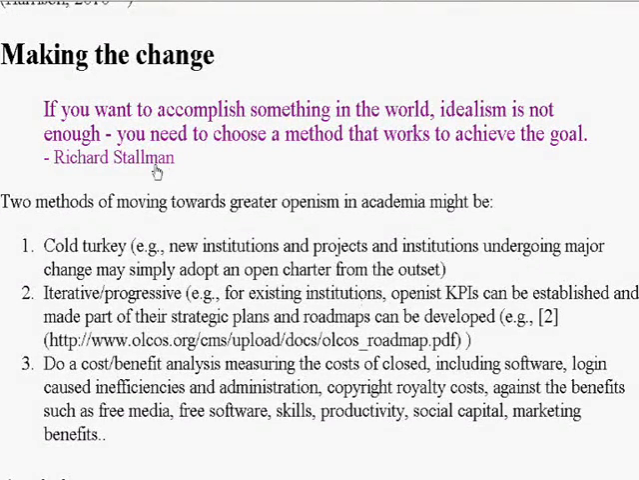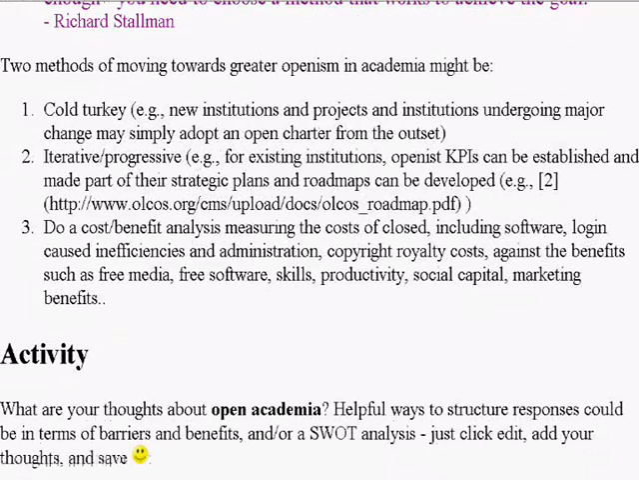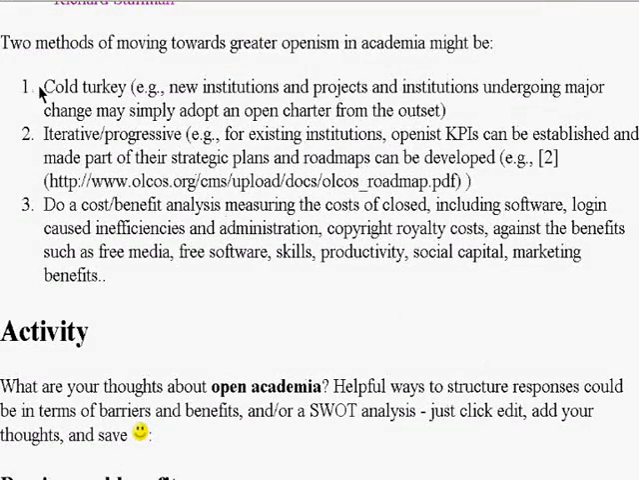So how do we make this change? It strikes me that in order to get from this idealism towards something that works, there are at least three ways that it could be done. First of all, it is possible to go cold turkey. In other words, switch over fully and commit to a completely open approach. This may well suit, for example, new institutions, new projects, or institutions undergoing major reform or change. They could simply adopt an open charter as part of their modus operandi.